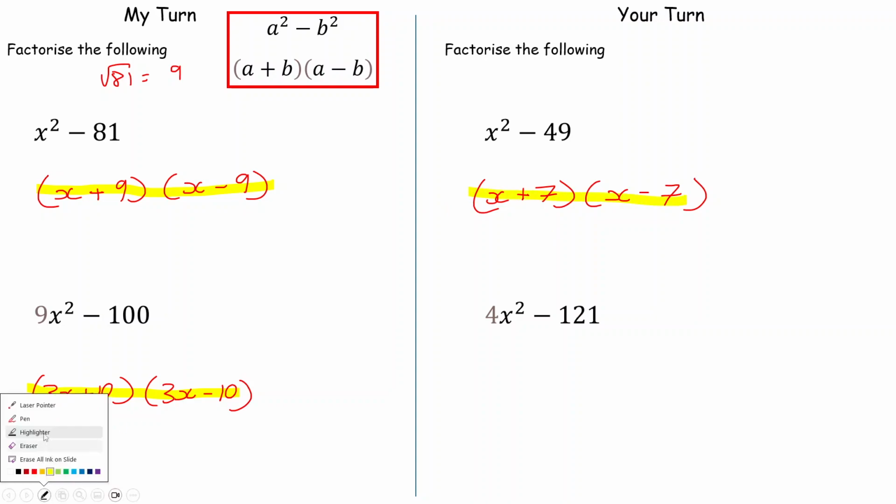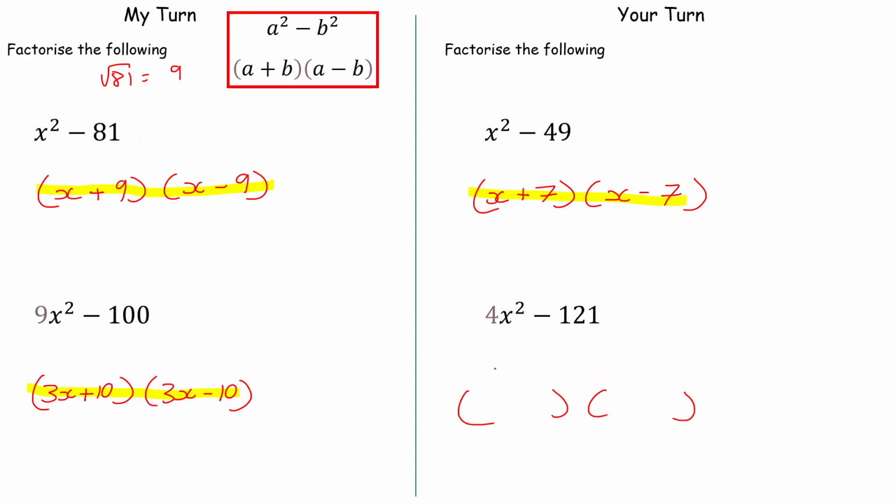Brilliant. Good. Okay, the one below, we've got 4x squared take away 121. Okay, again, check. Right, 4x squared, it is a square number because 4 is 2 squared and x squared is x squared. 121 is 11 squared. So you need to be able to recognize your square numbers there. So we can put it into our double brackets like this. Make them a little bit bigger.